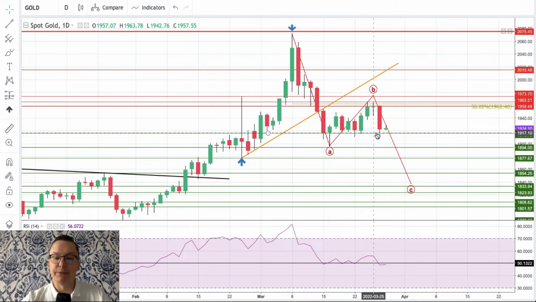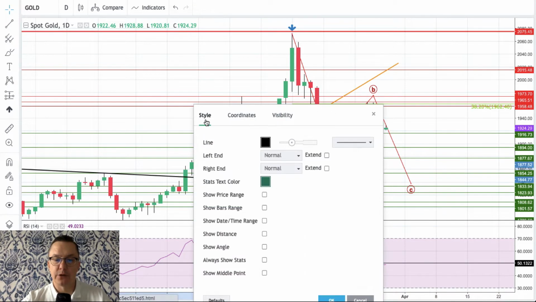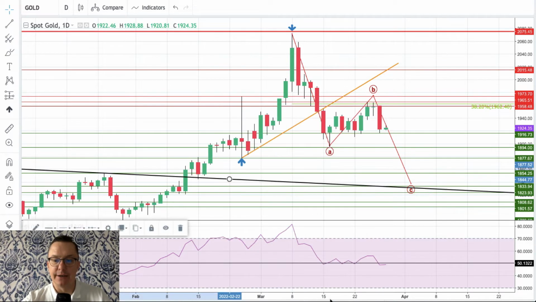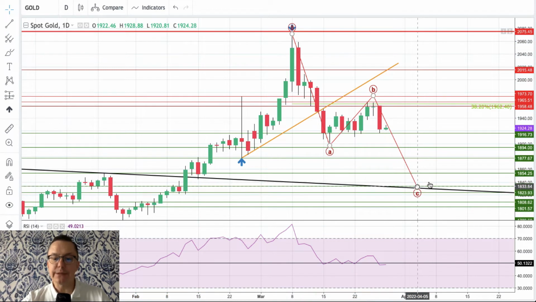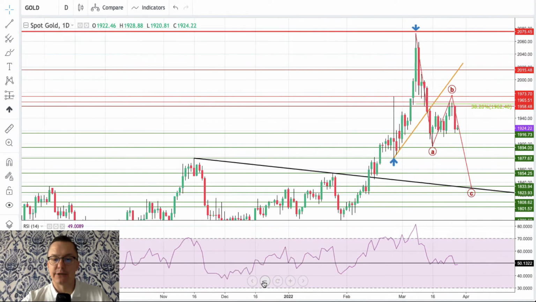So please keep an eye on the supports. Please keep an eye on the target level for wave C, because it looks like we are going lower. Let me just extend the right end of this line, and as you can see, we might even see this touch of the black trend line here.